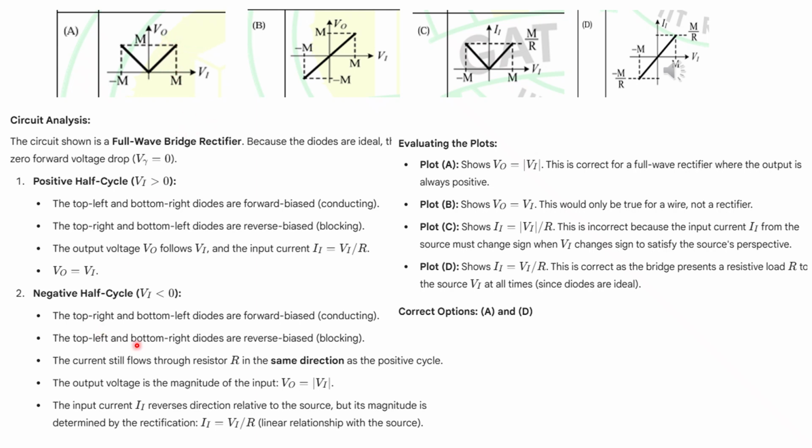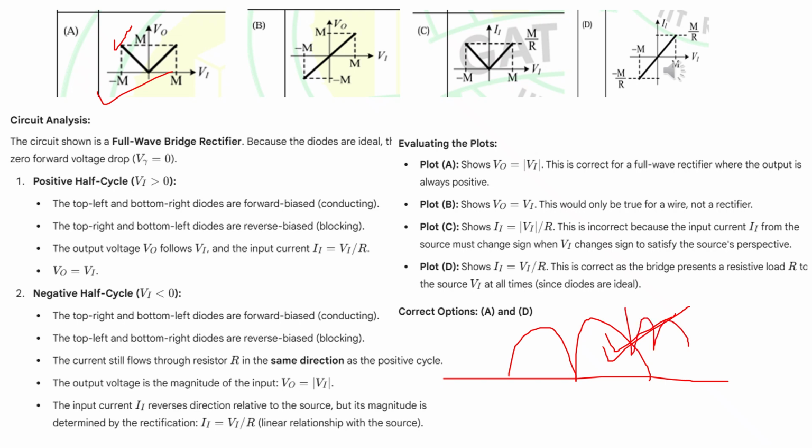For the negative half cycle, what will happen? V0 is equal to the modulus function of Vi. Whatever inputs we are giving, the output will have positive values, as in the positive half cycle also. So in the negative half cycle also, your output will be positive values. In the left side, even if you are giving minus M, we are getting plus M, right? That is why this option is correct, right? So option A is correct.